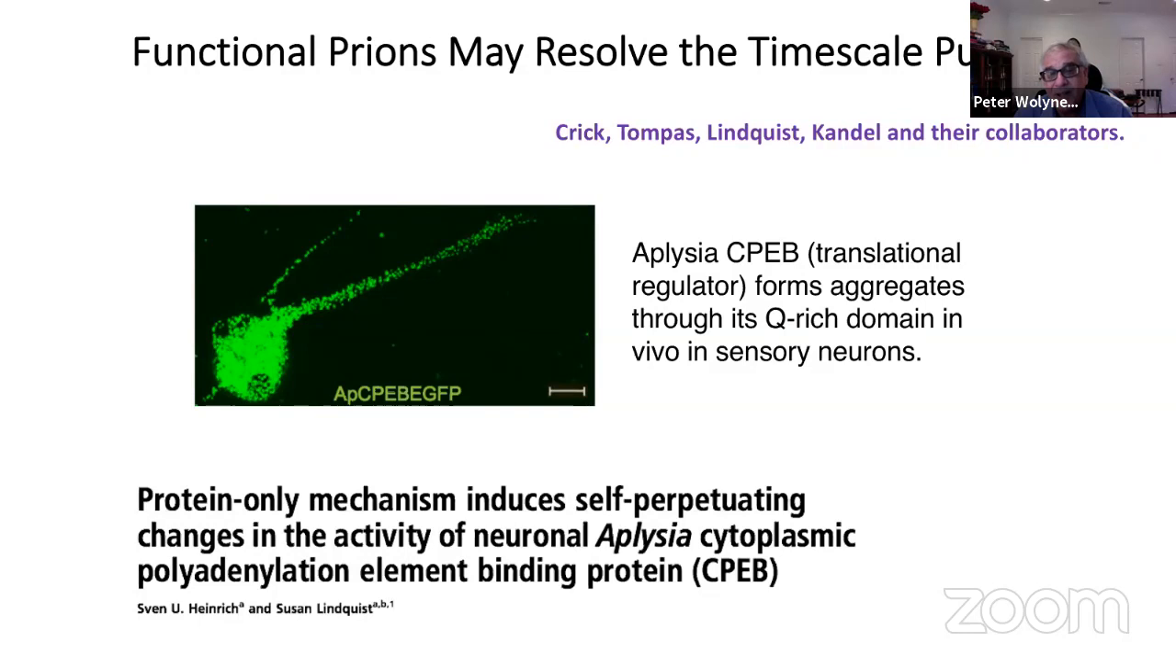And so what's interesting is this is not one of these bad aggregates that causes you to lose your memory. This is the aggregate that, if it doesn't form, you discover that the snail doesn't remember the connection between a weird chemical signal and the fact you're going to do something bad to it a moment later. So they've done quite a lot of work on this system, and it's in this functional form, a prionic form, in which it actually carries out the function of affecting the translation of other proteins, one of which turns out to be actin.